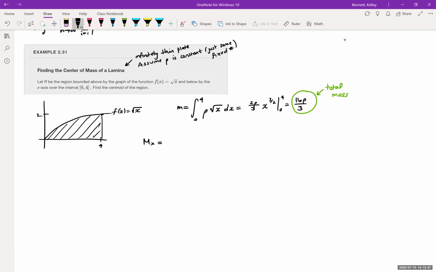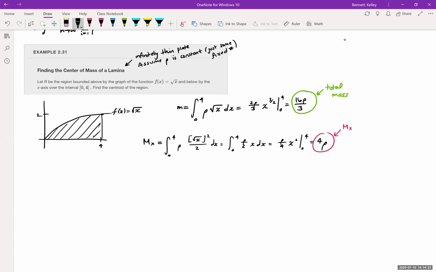So for us, m sub x is going to be the integral from 0 to 4 of rho times our function, root x, squared over 2 dx. So we really get the integral from 0 to 4 of rho halves x dx, which will give us rho fourths x squared on 0 to 4. So this is just 4 rho. So 4 rho, this is m sub x.